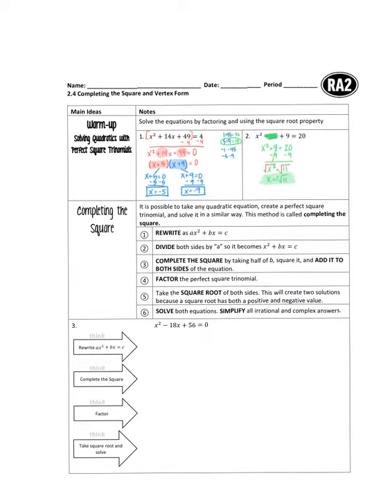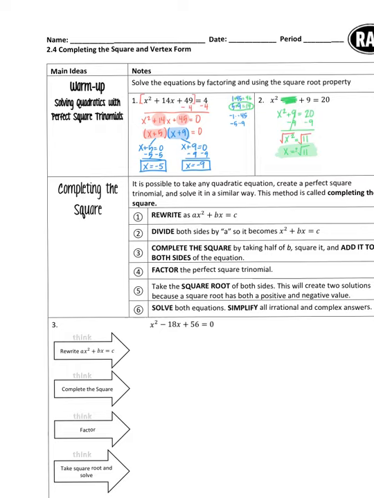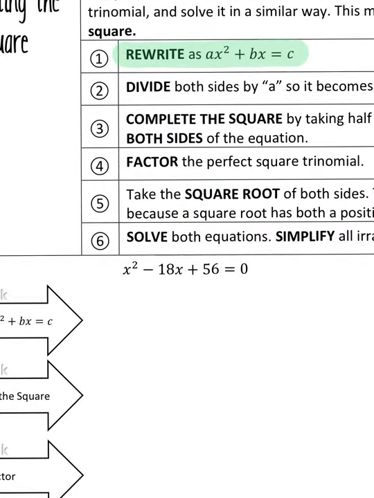Okay, so now we're going to solve by completing the square. We just solved by square roots. Now we're going to solve by completing the square. And this is a couple steps, so take your time and we'll go through it together. So the first step says to rewrite as ax squared plus bx equals c. Okay, so remember that we want the number that doesn't have an x with it, we want it on the other side.